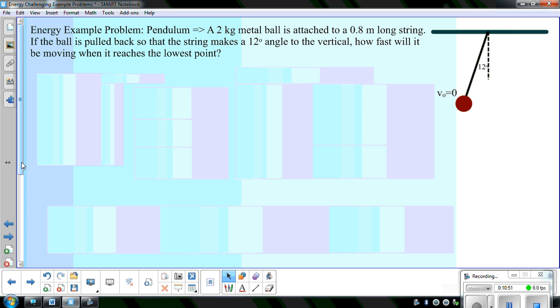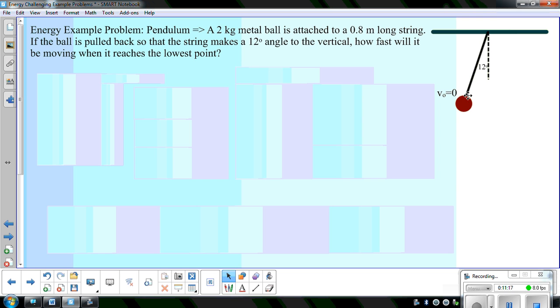Okay, moving on to the final type of example problem. This is over a pendulum. So we have this situation over here to the right. There is a 2 kilogram metal ball, right? It's attached to a string that is 0.8 meters long. And it says that it is pulled back so it makes a 12-degree angle to the vertical.